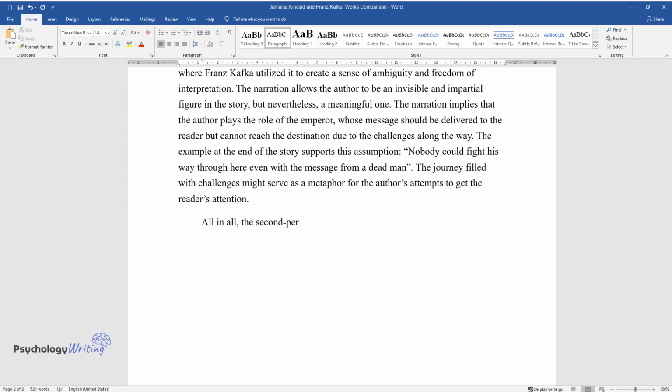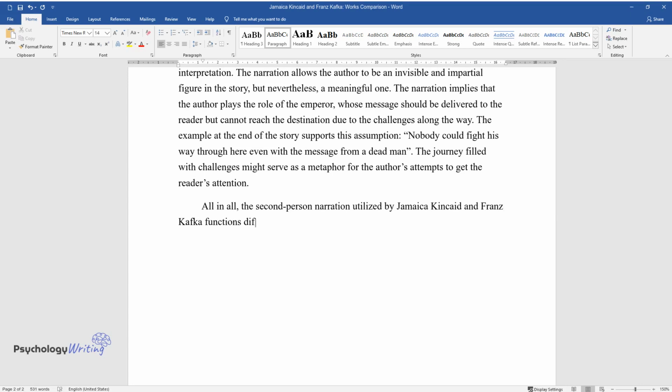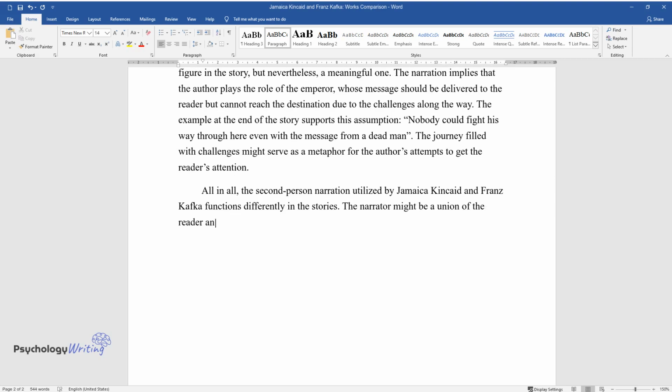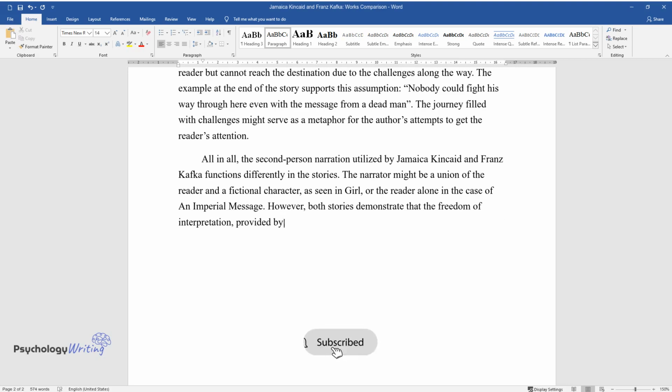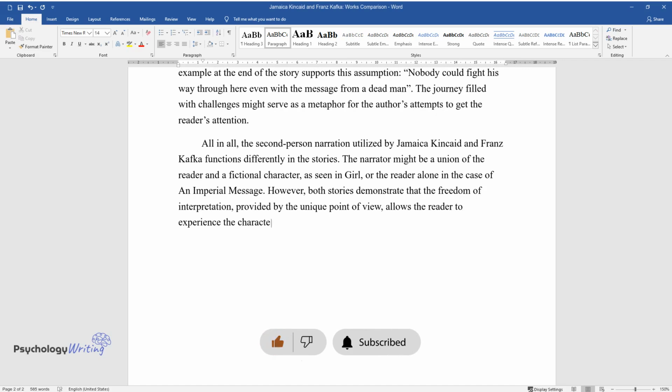All in all, the second-person narration utilized by Jamaica Kincaid and Franz Kafka functions differently in the stories. The narrator might be a union of the reader and a fictional character, as seen in Girl, or the reader alone in the case of An Imperial Message. However, both stories demonstrate that the freedom of interpretation, provided by the unique point of view, allows the reader to experience the character's feelings and understand the author's message.